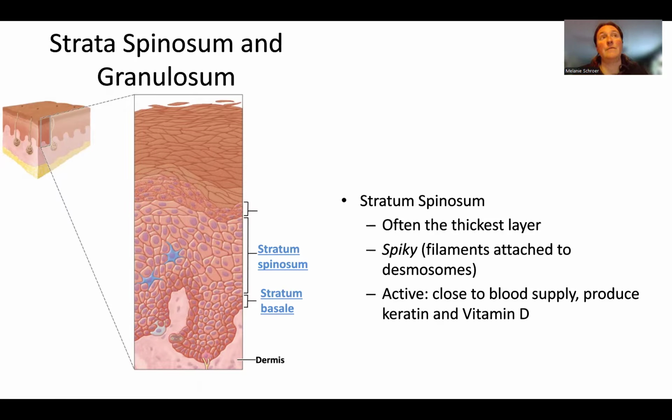These are the very metabolically active cells. They are the closest really to the blood supply. We usually have blood vessels that are right next to the epidermis. And so these guys can do lots and lots of stuff. Namely, they're making a lot of keratin, right? They are keratinocytes and they're making lots and lots of keratin while they are still close enough to the blood to get their resources. Also, these cells synthesize vitamin D.